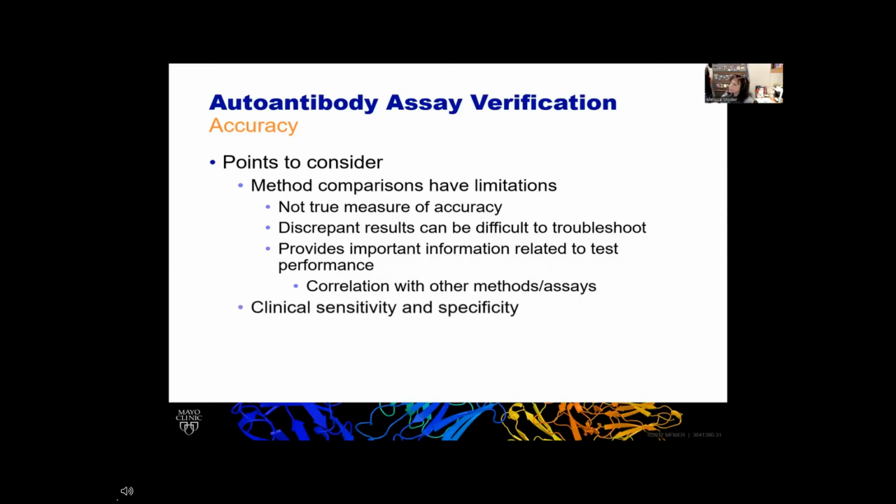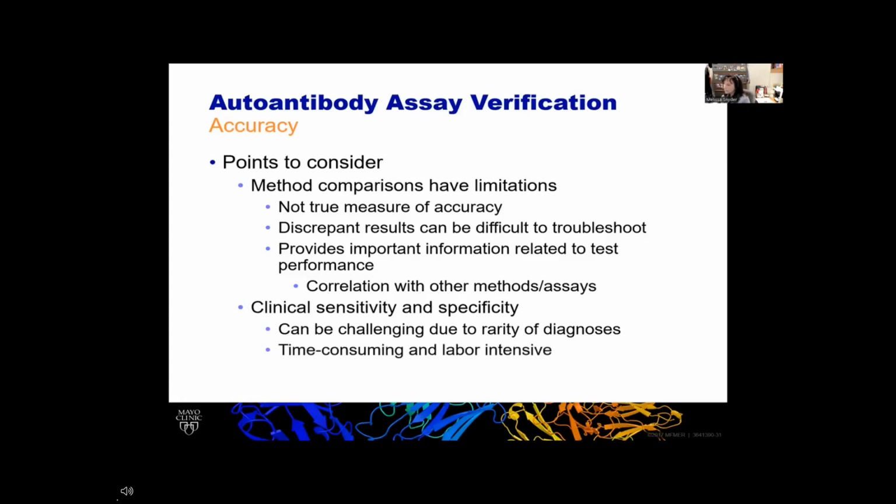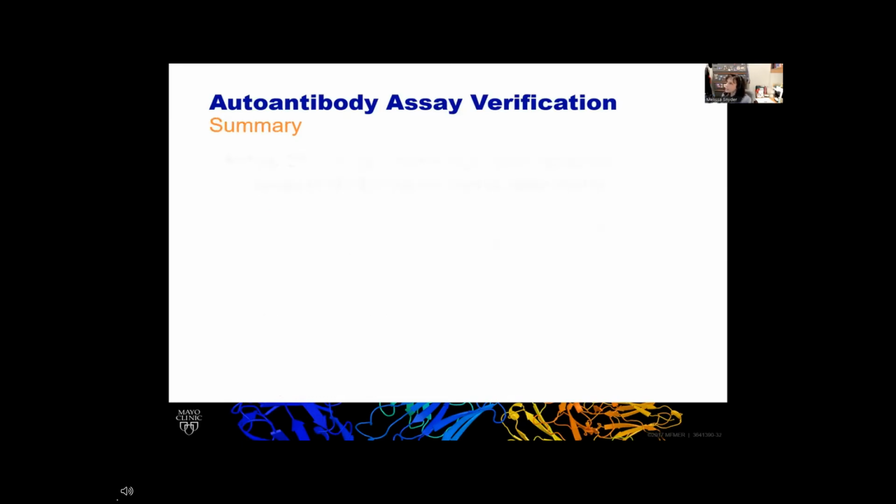What can we say about clinical sensitivity and specificity? I think while, again, this is important to do, it can be very challenging, especially when you have access to limited samples, especially when you have a diagnosis that's relatively rare. This can be very time consuming and very labor intensive to do chart review, to collect samples from patients with known diagnoses. Very challenging. But similar to method comparisons, if it's something you're able to do, I think it does provide a lot of valuable information regarding how your method's going to perform from a clinical diagnostic perspective. So that's the end of my presentation.